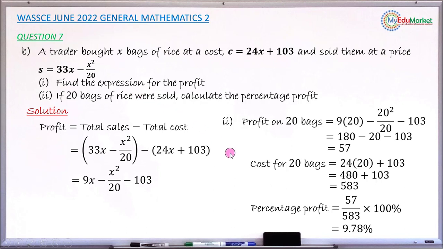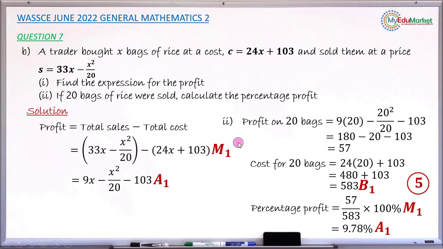So let me just share with you quickly how this question was marked during the WAEC 2022 marking. The very first mark is a method 1 mark, and you get this method 1 mark when you substitute the expression for the total sales and the total cost in an attempt to find the expression for the profit, if you do that substitution correctly. And when you have the expression for the profit as 9x minus x squared over 20 minus 130, exactly, you have this accuracy 1 mark.